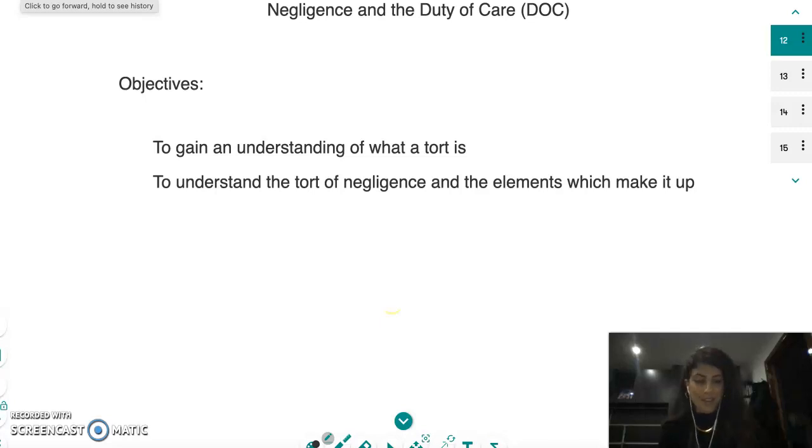Hi, my name's Sumaira and today I'm going to be doing a tutorial on negligence and the duty of care in tort law. So first we're going to try and get an understanding of what a tort is, and then we're going to understand what negligence is and what makes up negligence. How do you actually decide if someone has behaved negligently?